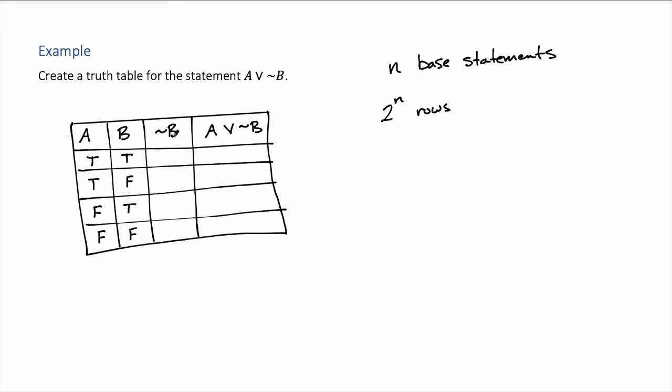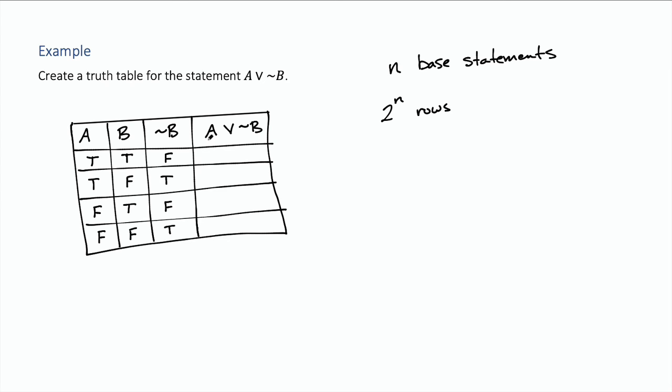We need not B. So the statement not B, that's the negation of B. In other words, if B is true, then not B is false. If B is false, then not B is true. So the negation simply flips the truth value of the statement.